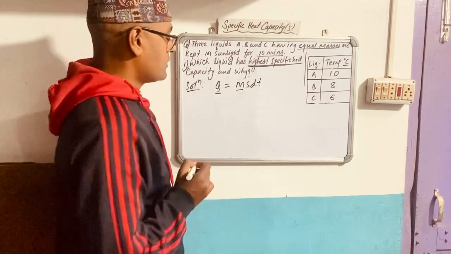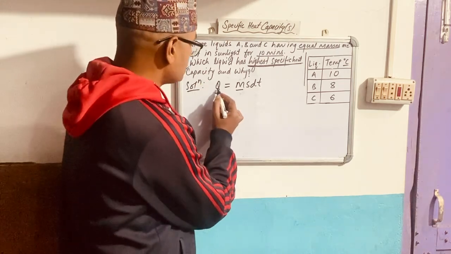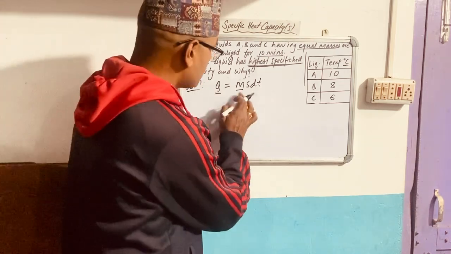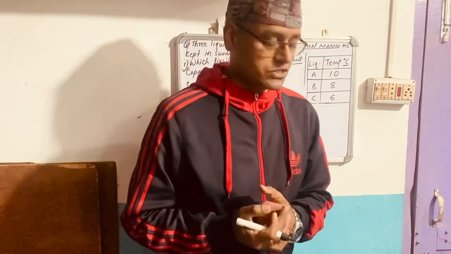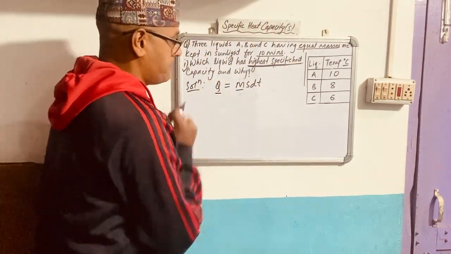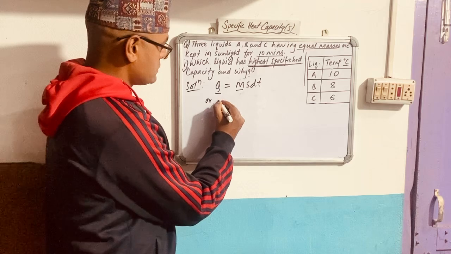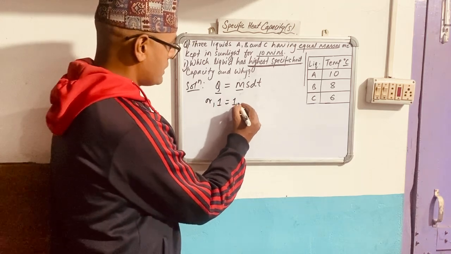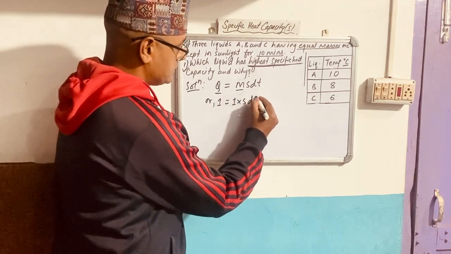So let us underline over here, and we don't need to consider this heat and mass. Why? Because it is equal, so we don't have to consider this Q and M. Now our equation becomes 1 equals to 1 into S dt.